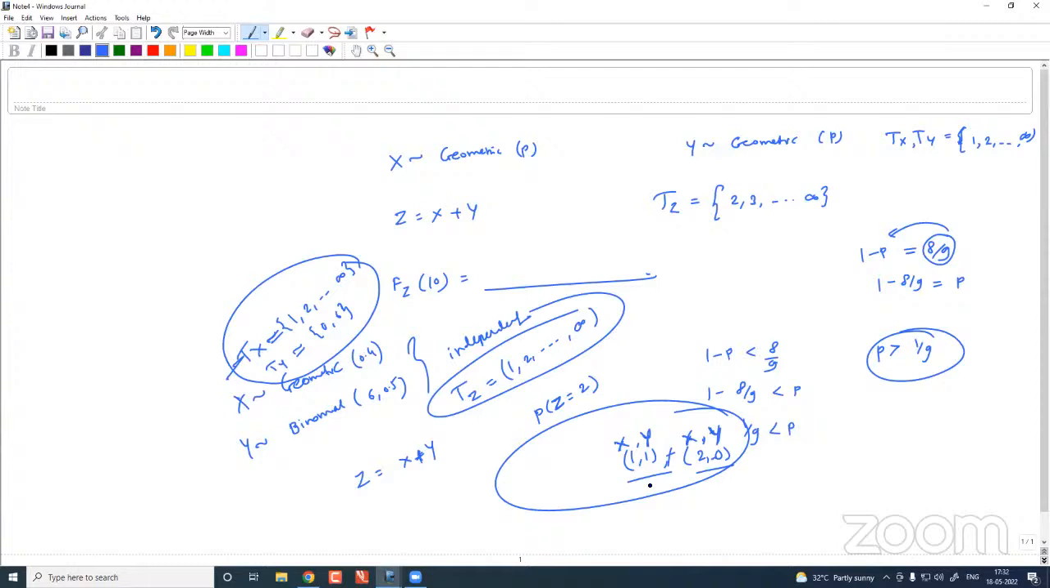What is your name? Vivek, sir. Okay, Vivek. So if my x is equal to 1 and y is equal to 1, what is the probability? So I can write it like this: probability of x equals 1 into probability that y equals 1, plus probability of x equals 2 and probability of y equals 0. So x is my geometric random variable. So what is the probability for x equals 1?